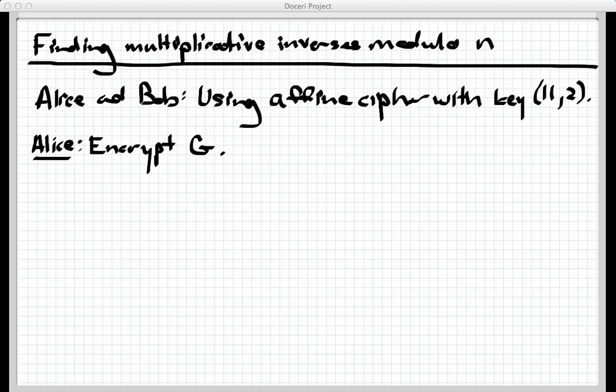And welcome back, and let's talk about applications of all that we've seen so far to cryptography with the concept of finding multiplicative inverses modulo n. So let's suppose that Alice and Bob are trying to communicate with each other, and they're using an affine cipher with a key of 11-2. And let's remind ourselves what we mean by that.